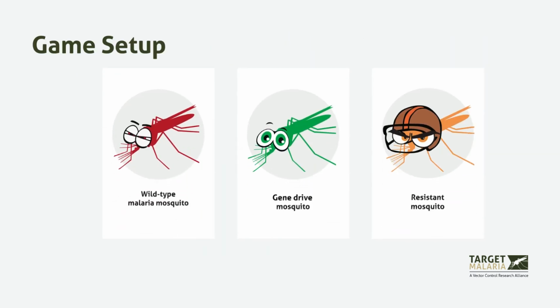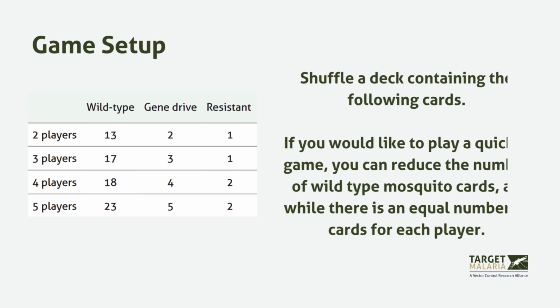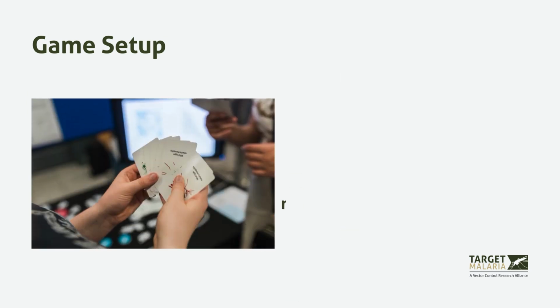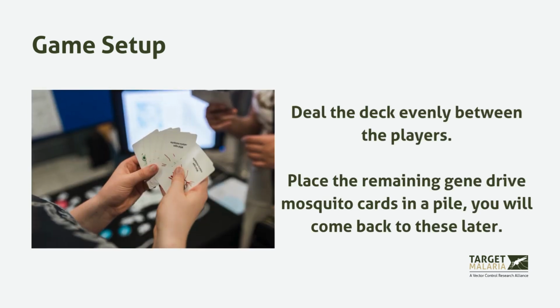To set up the game, start by separating the wild-type, gene drive, and resistant mosquito cards. Shuffle a deck containing the following cards. If you would like to play a quicker game, you can reduce the number of wild-type mosquito cards, while making sure there is an equal number of cards for each player. Deal the deck evenly between the players. Place the gene drive mosquito cards in a pile. You will come back to these later.